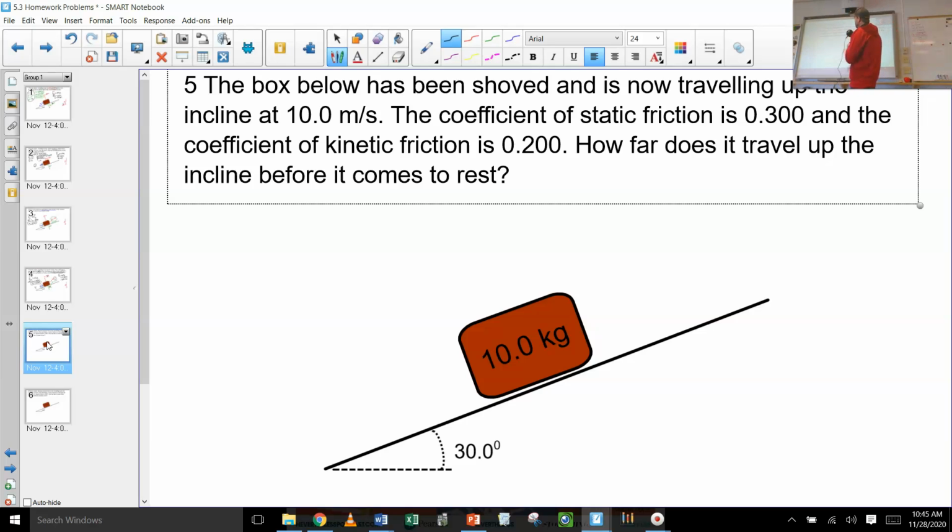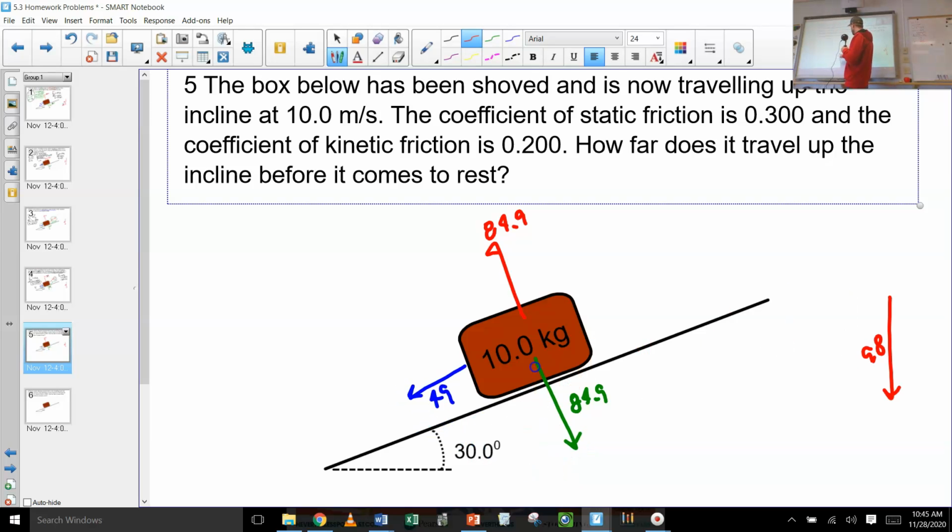It seems like there's a lot of work to set this up, but really everything is the same to begin with. So remember, gravity is still 98 because I still have that 10. This force perpendicular is 84.9. Parallel is 49. Normal force, 84.9. I can get rid of gravity. I've replaced it with these two forces. And friction, we just found from the last one, was 17. Weight.